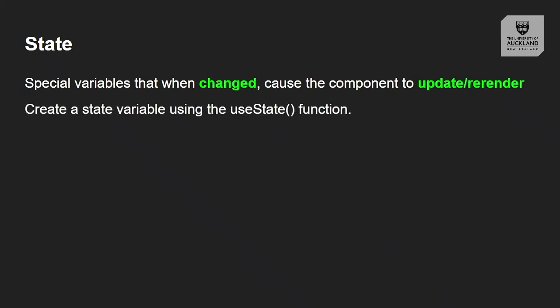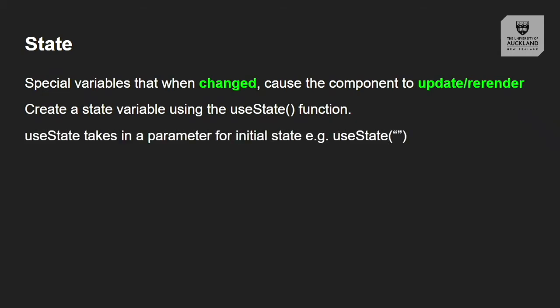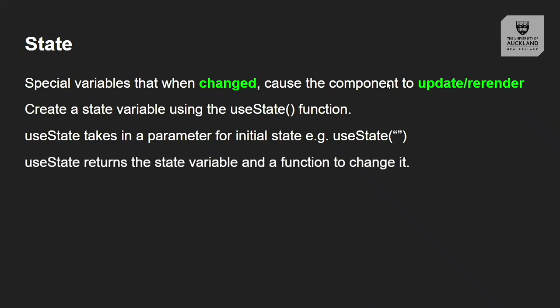You can create a state variable using the useState function, and it takes in a parameter for the initial state. Initially, the user wouldn't have typed anything inside that question box, so it'll be an empty string. The useState function returns two things: the state variable that you can use in your JSX or wherever, and a function to change the state variable. It's important that you use the function to change it, because otherwise React won't know to update.